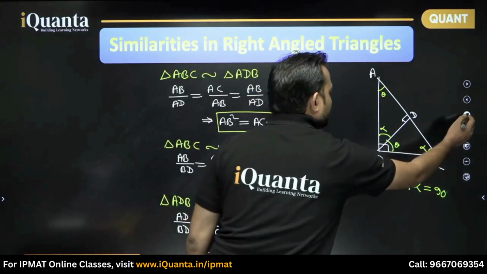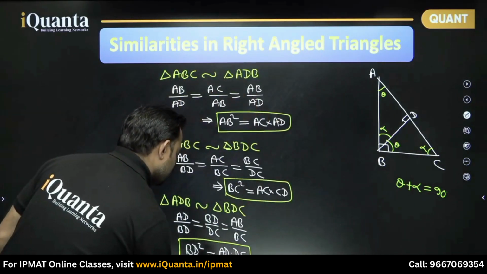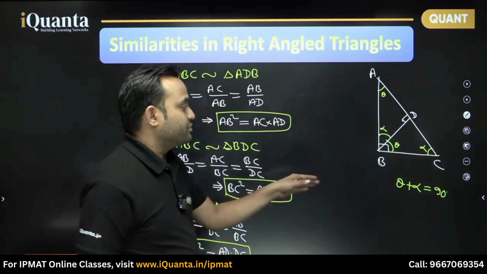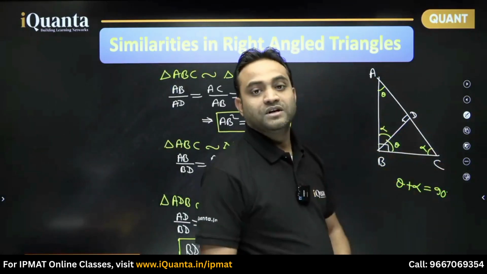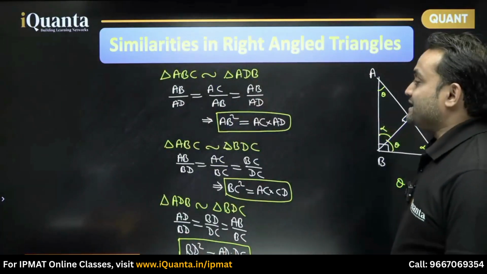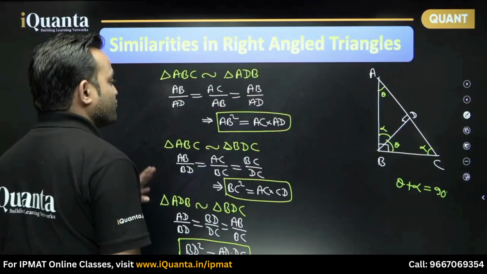So this is the most important result of all these three results. Okay, BD square is equal to AD into DC. So this is the similarity concept in right angle triangles. Now let's move on to the questions.